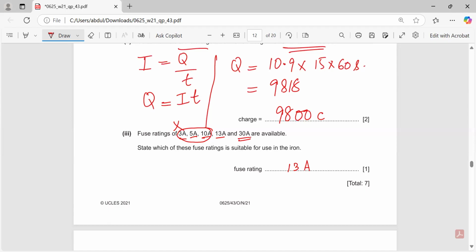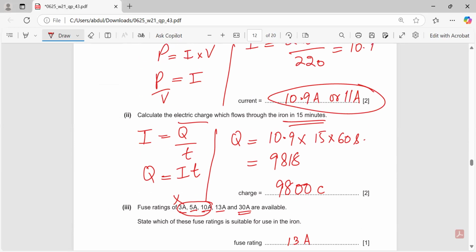Even a 30 ampere fuse will not be making the circuit disconnect. But the problem is it will allow an extra current to flow, which can cause overheating. So the rule is, whatever current is flowing through the electrical appliance, you are supposed to choose a fuse with the very next value available. Like in this case, 10.9 ampere current is flowing through the electric iron. So which fuse should be connected in series with the electric iron? It should be the next higher value available, and that is 13 ampere.